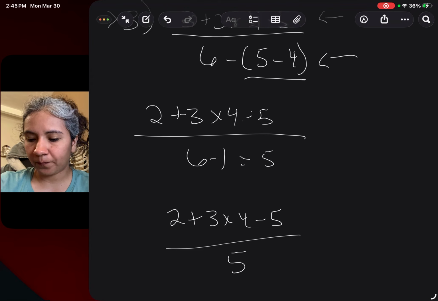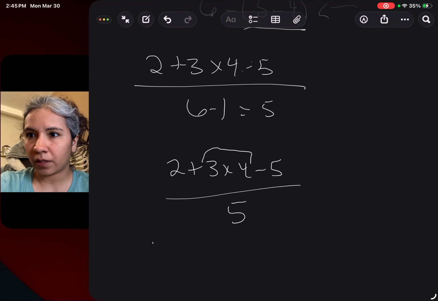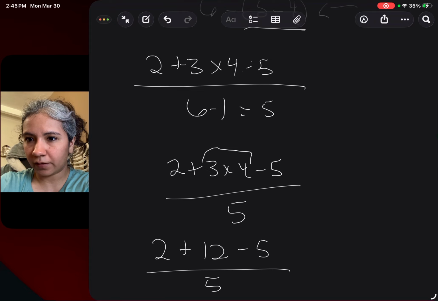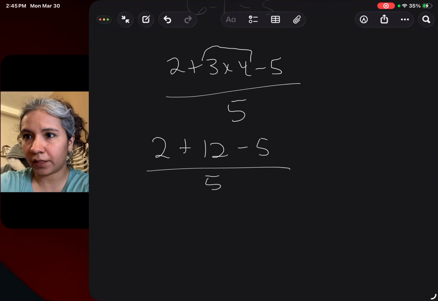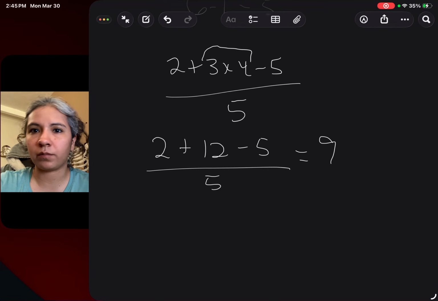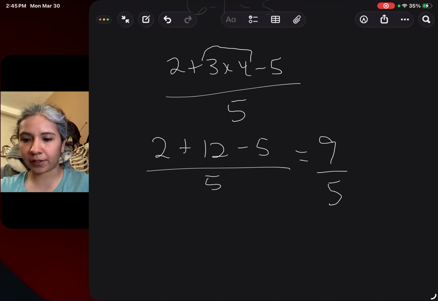So now we do our multiplication. Alright, so 2 plus 12 minus 5 over 5. And then we can do 2 plus 12 is 14, minus 5 is 9, or 12 minus 5 is 7, plus 2 is 9, over 5. So that leaves us with a fraction.